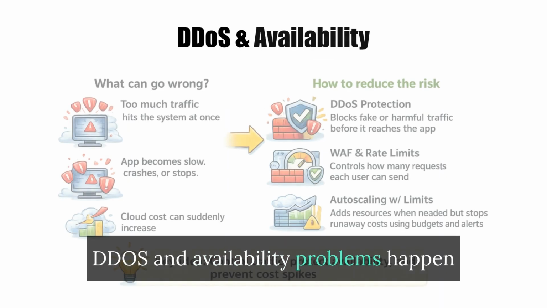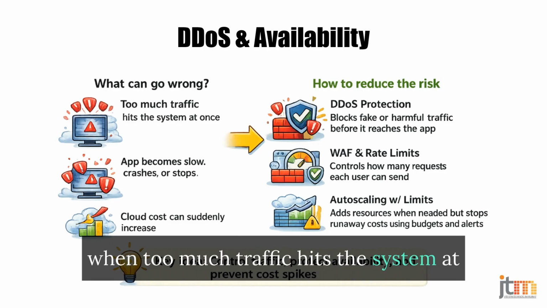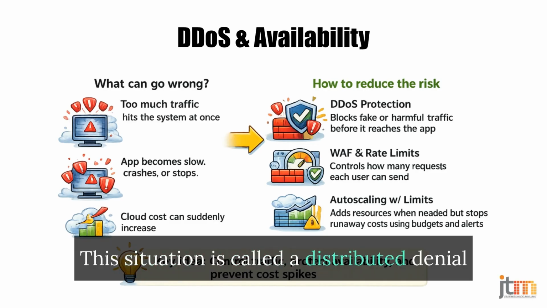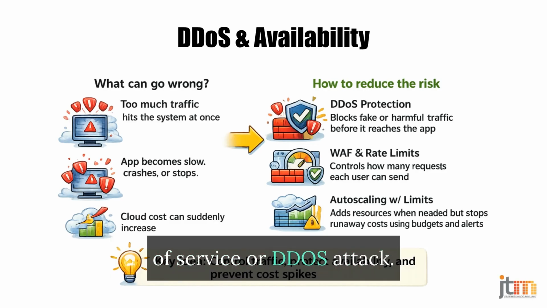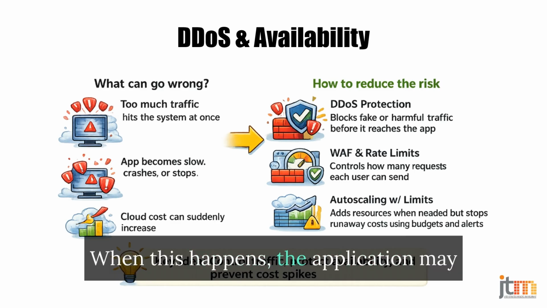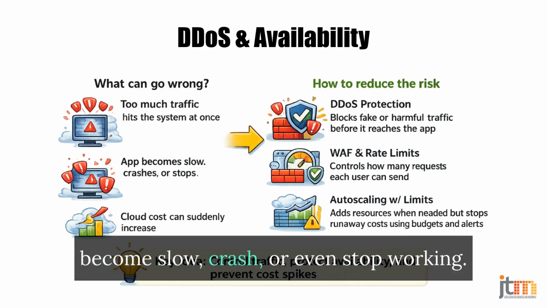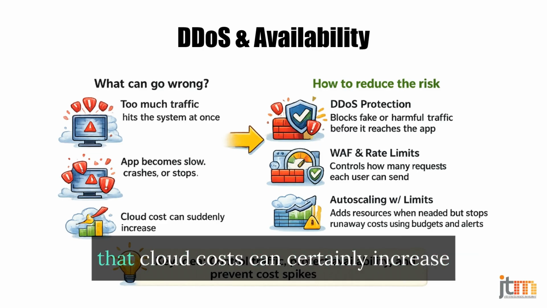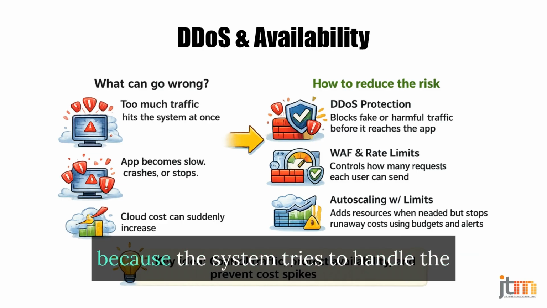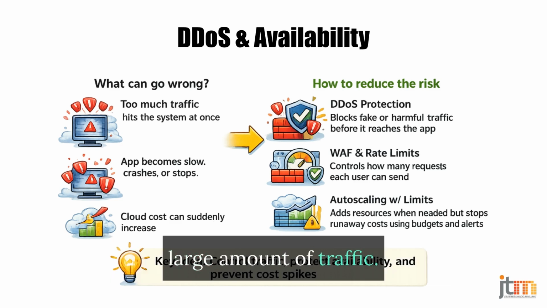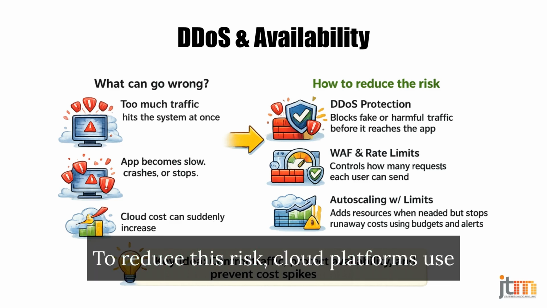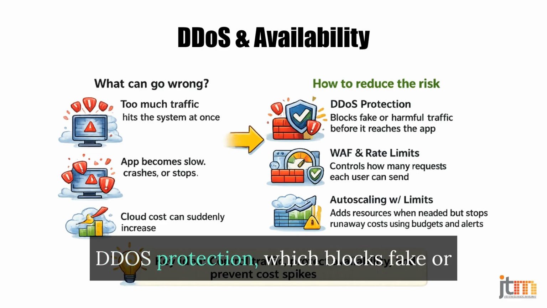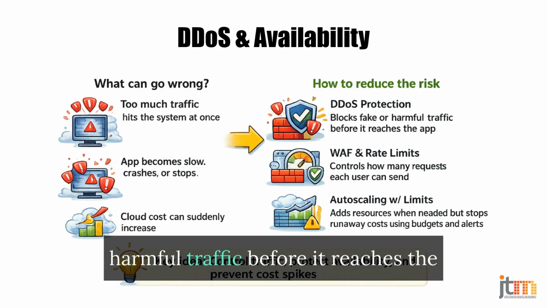DDoS and availability problems happen when too much traffic hits the system at once. This situation is called a distributed denial of service, or DDoS attack. When this happens, the application may become slow, crash, or even stop working. In cloud environments, another problem is that cloud costs can suddenly increase because the system tries to handle the large amount of traffic. To reduce this risk, cloud platforms use DDoS protection, which blocks fake or harmful traffic before it reaches the application.